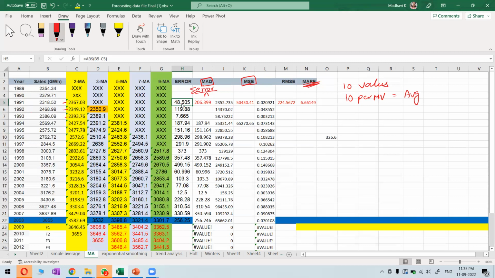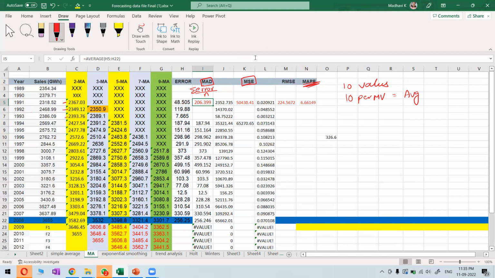So the average of all these values is the MAD, mean absolute deviation. This is the formula also. Average of H5 to H22. So from this to this, the entire range of values.